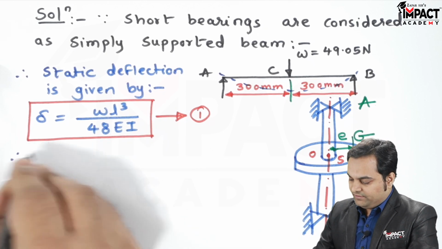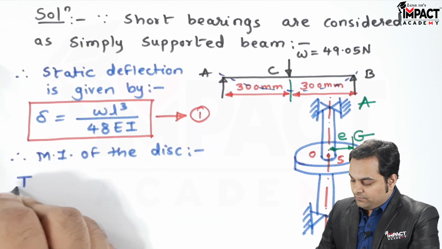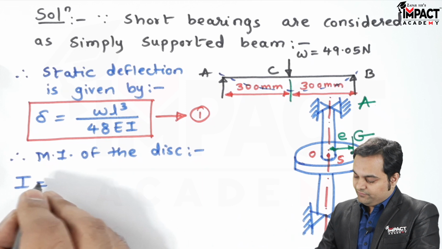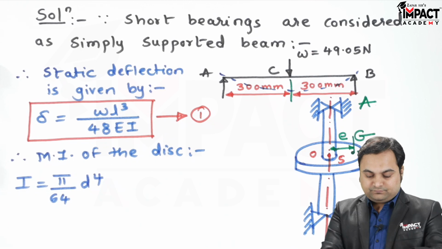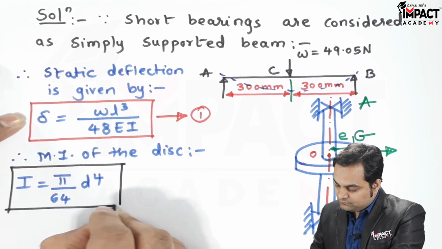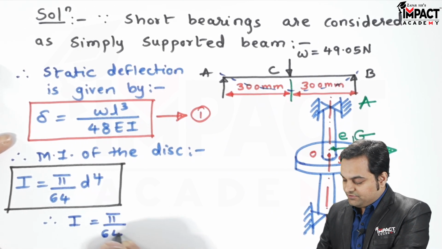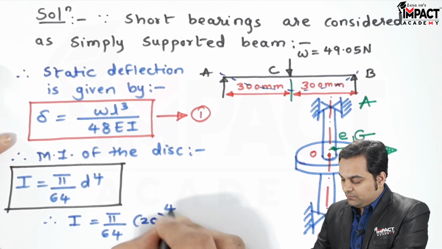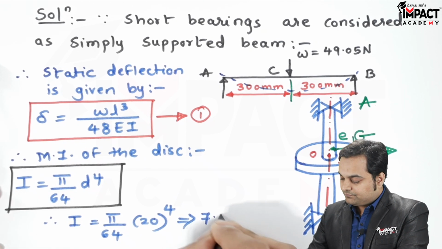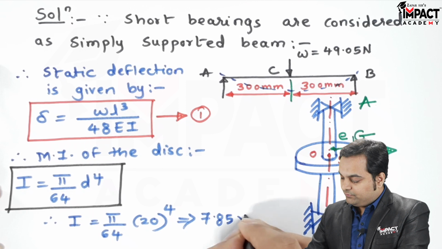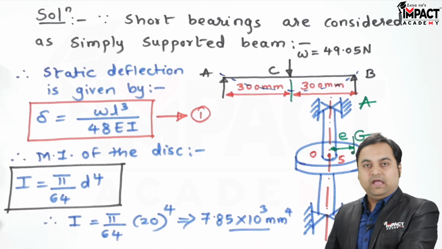I is the moment of inertia of the disc. Since the disc is circular in section, the moment of inertia formula is pi by 64 d raised to 4. Therefore I will be equal to pi by 64, the diameter is 20, raised to 4. So the I value will come out to be 7.85 into 10 raised to 3 mm raised to 4. So this is the moment of inertia of the disc.